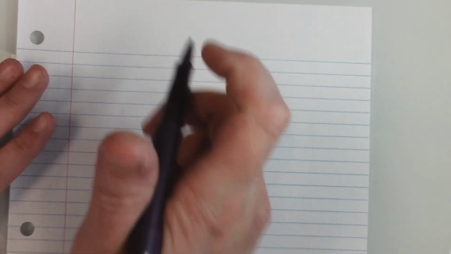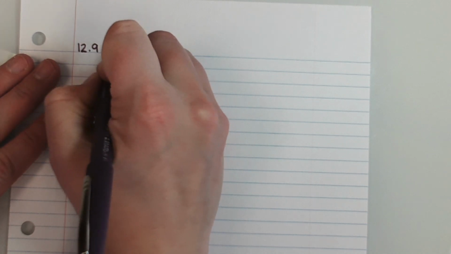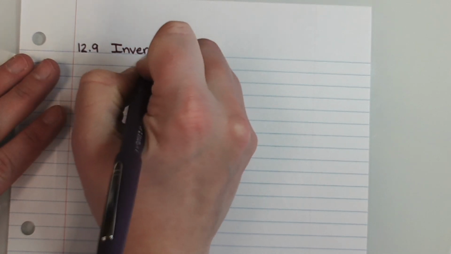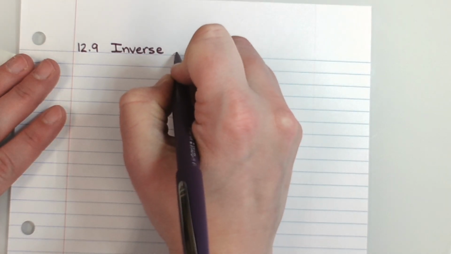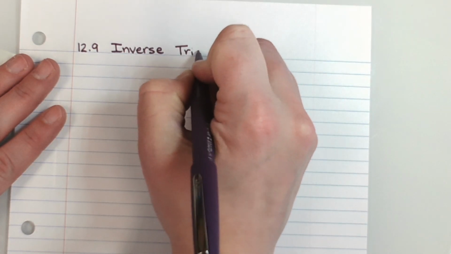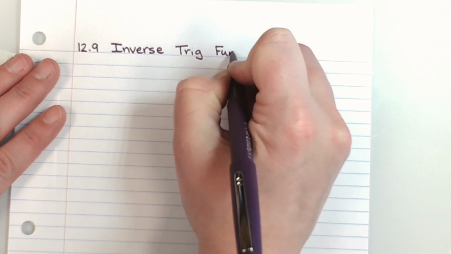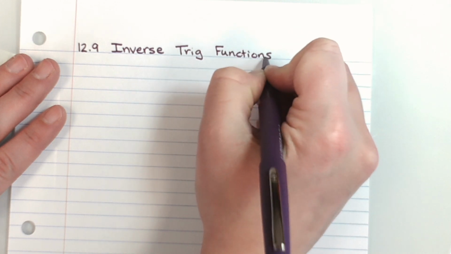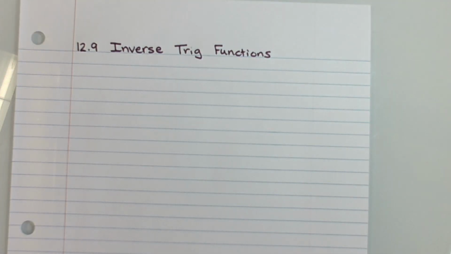Today we're getting into 12.9, walking away from graphing, at least kind of. Talking about our inverse trig functions. Might want your unit circle today.